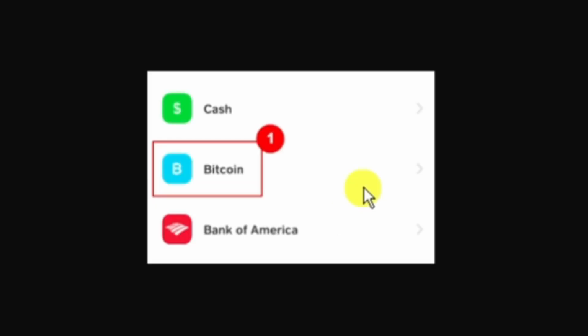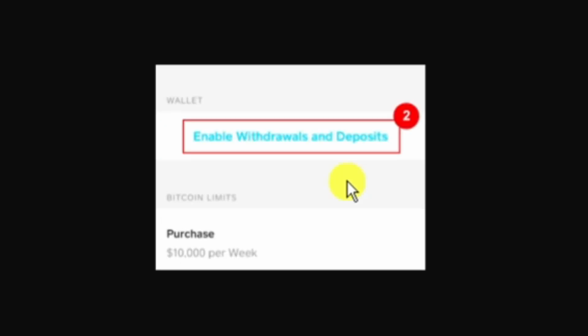So now you've funded your account, what you can now do is start buying Bitcoin. When you buy Bitcoin, the first time you do it, it's going to ask you to verify your account. So what you want to do from the home screen is click onto Bitcoin. And then you should see an option which says enable withdrawals and deposits. So go ahead and click onto this.